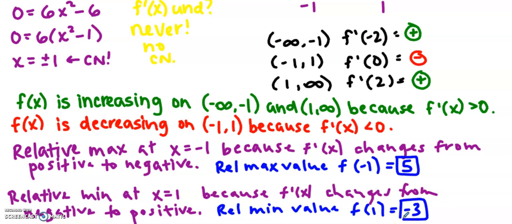So you can identify where things are happening using the first derivative, but then you figure out how tall or how small based on plugging back into the original. Yes, this is a lot of writing. Yes, this is a lot of justification, but this is what calculus is all about. It's about using math to justify what we know and the calculus behind it.